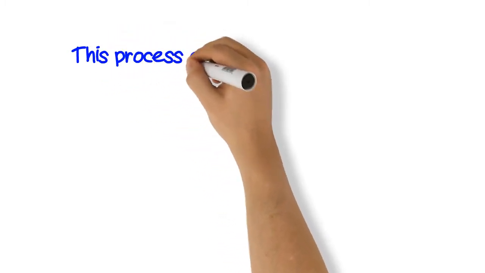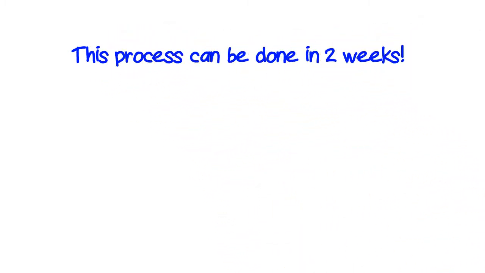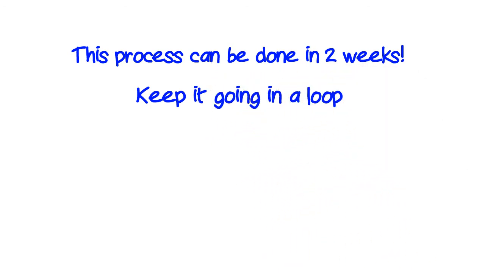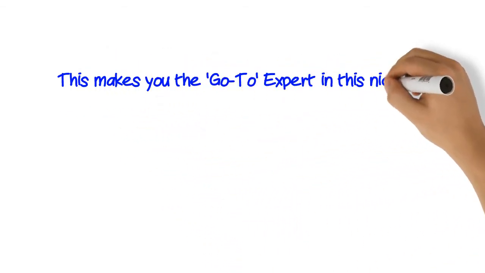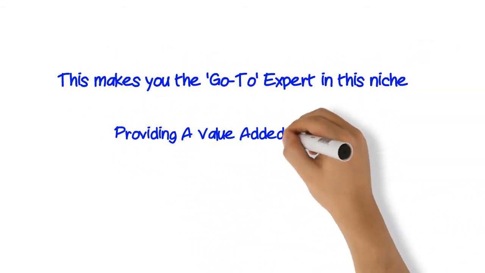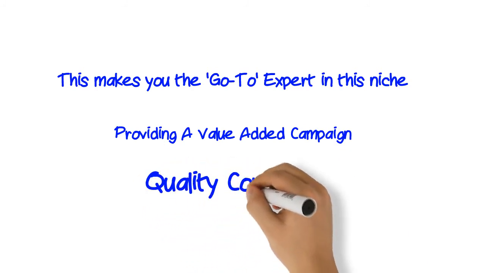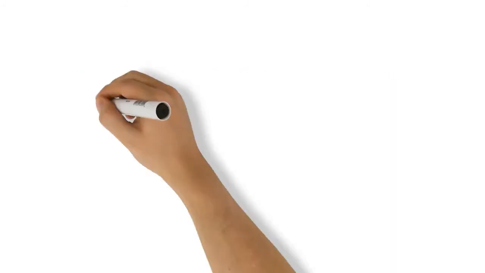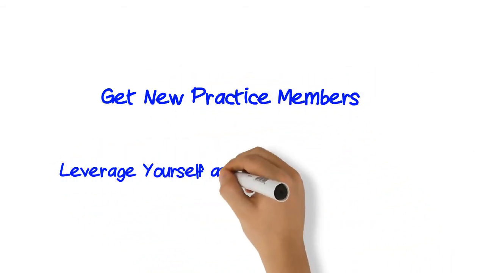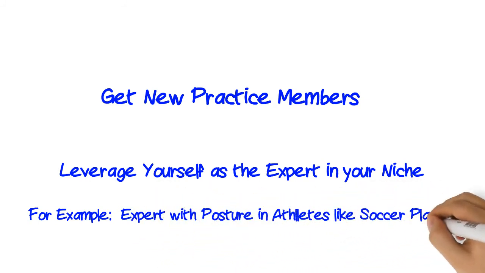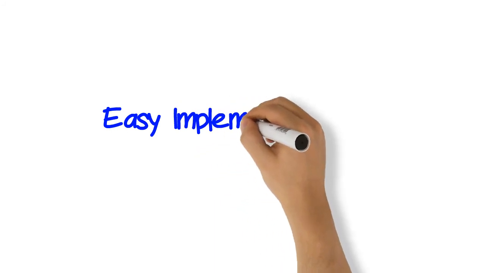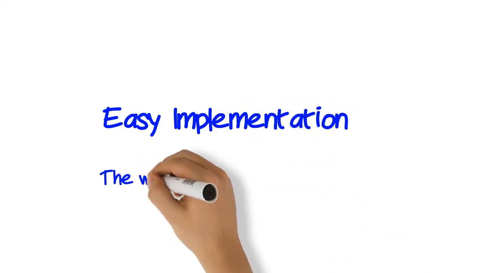This whole process that I've just explained can be done in as quick as 2 weeks. Of course, you will want to keep this going in a loop and have it ongoing, okay? That now creates you a new patient funnel, creating more and more relationships with more people you would have never met. This makes you now the go-to expert in this niche. You're constantly providing this added value, this value-added campaign of quality content to your specific niche, okay? Not only does it get you new practice members, it leverages you as the expert in this niche. This example would be, for me, positioning me as the expert for the male athletes, specifically soccer. This is something super easy that practically no practitioners are doing. It's the way that marketing has evolved.